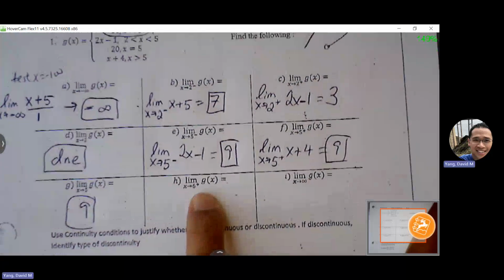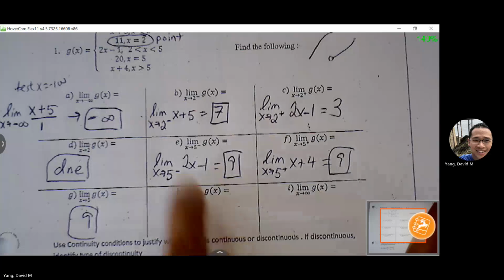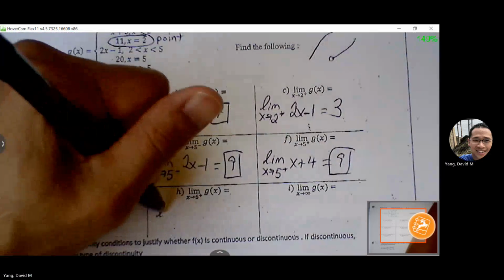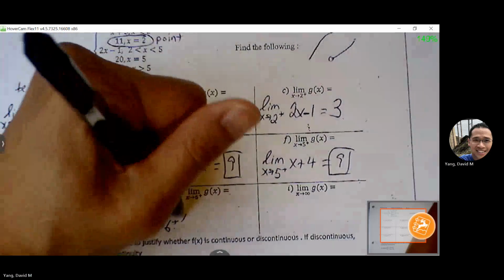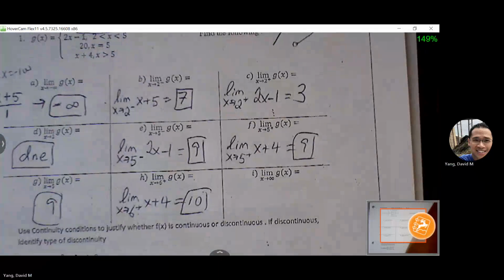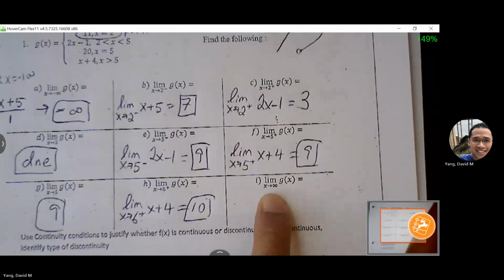Okay. Approaching 6 from the right. Last one, right? 6 is definitely in that interval from 5 to infinity. Direct substitution, we get 10, nothing more to do. Approaching infinity. Last one.